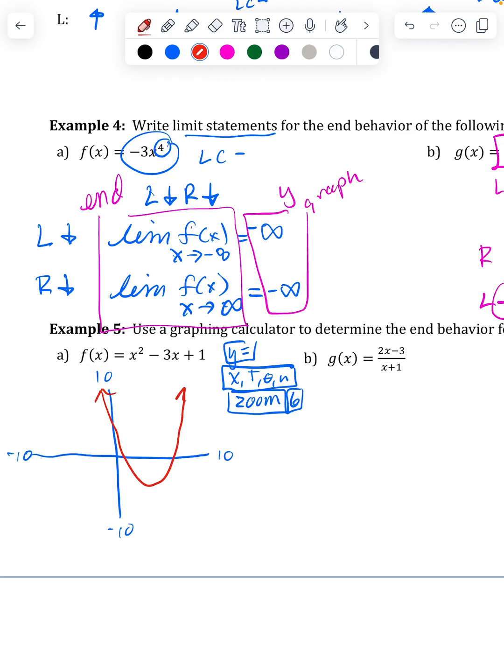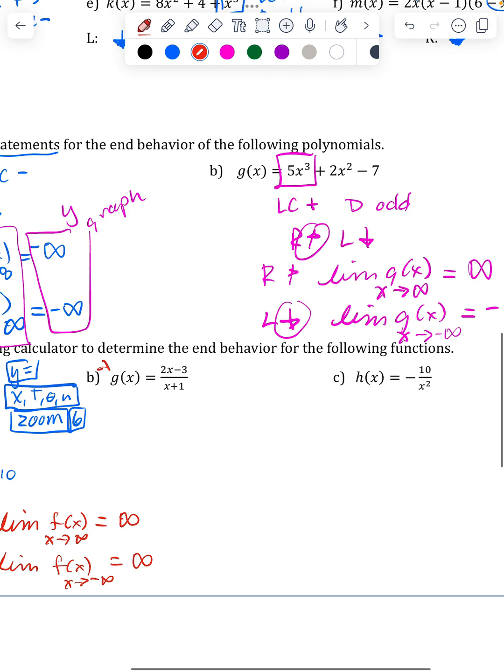If you're just copying mine, you're not getting the experience of doing it on your calculator, which you'll need for the test. Now I can use my eyeballs to see that the right end goes up and so does the left end. So when I write my limit notations, I can say the limit of this function as x goes to infinity, so I'm talking about the right end, goes up. And the limit of this function as x goes to negative infinity, so I'm talking about the left end, also goes up.